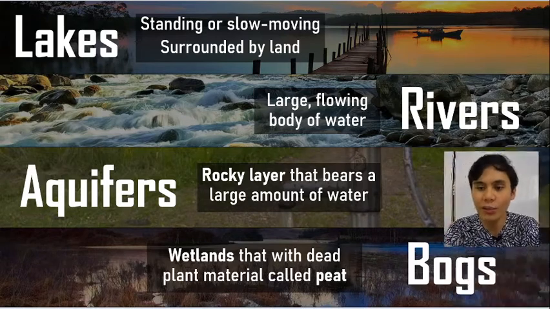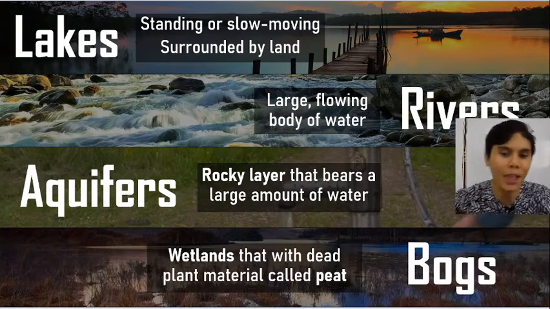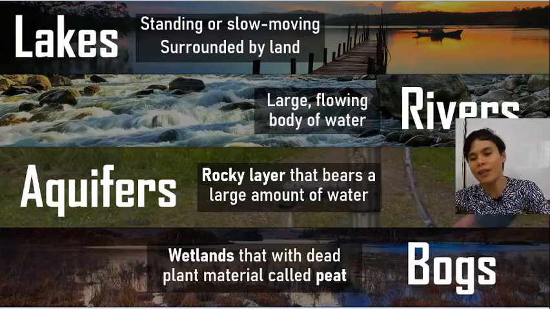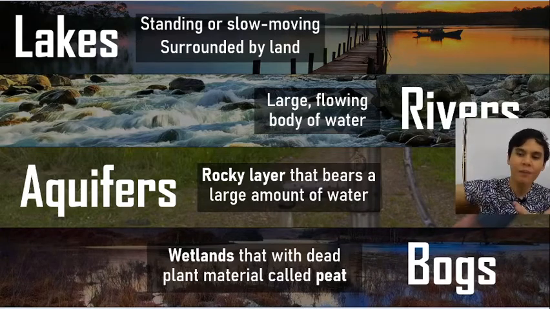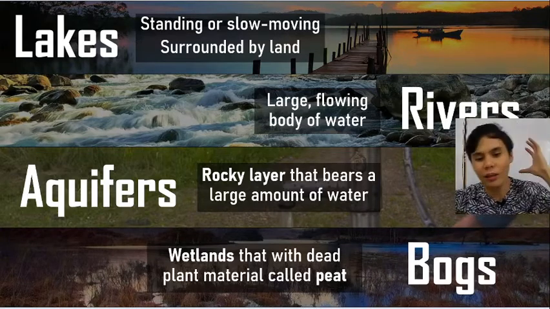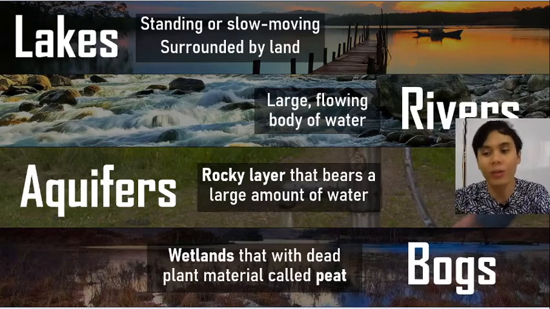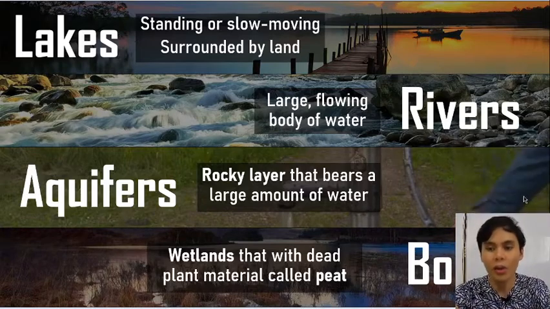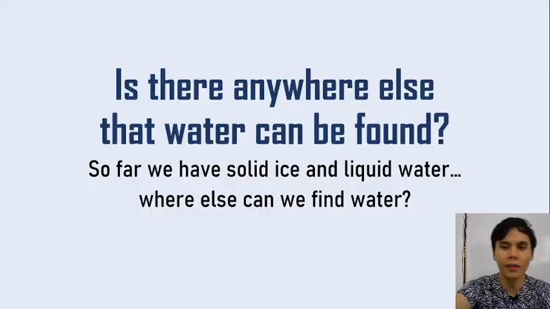And finally, we have bogs, a special type of wetland similar to swamps and marshes. So bogs have fresh water and plant material called peat. So eventually, when bogs get covered with soil and are underground for millions of years, that's what turns into oil reservoirs. But as they are, bogs are an important source of fresh water. So these 4 biomes are sources of fresh water.